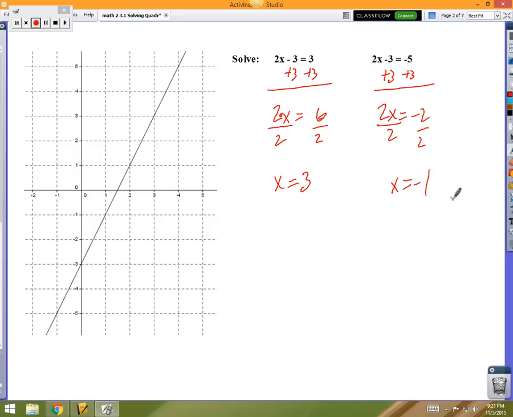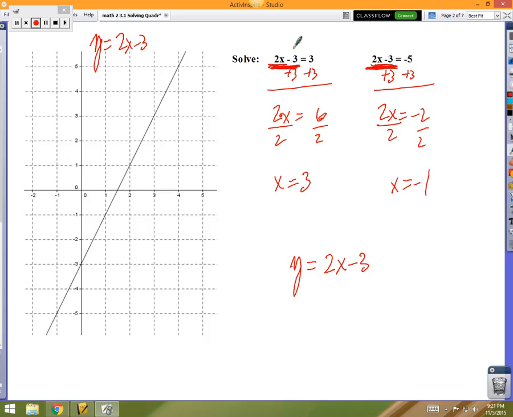Okay, now let me show you how to do it geometrically. Let me show you how to do it visually. Okay, this line is the line y equals 2x minus 3. That's this right here, the 2x minus 3. So this line is the part 2x minus 3. So now, here's what they're doing. Y equals 2x minus 3.